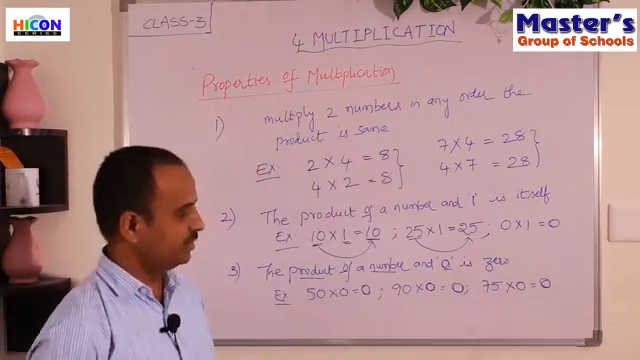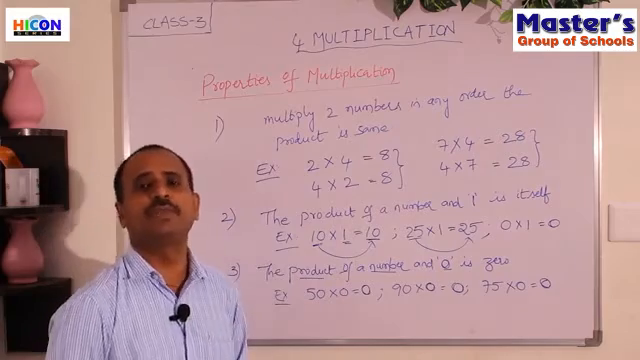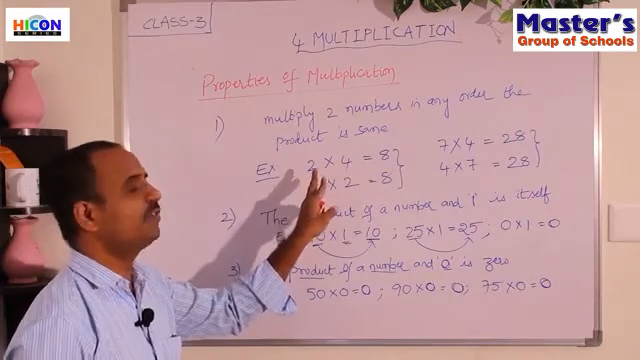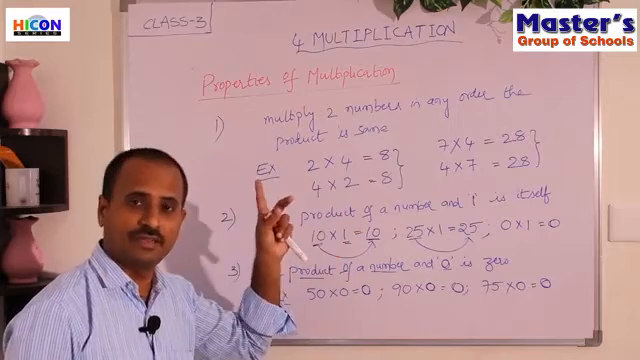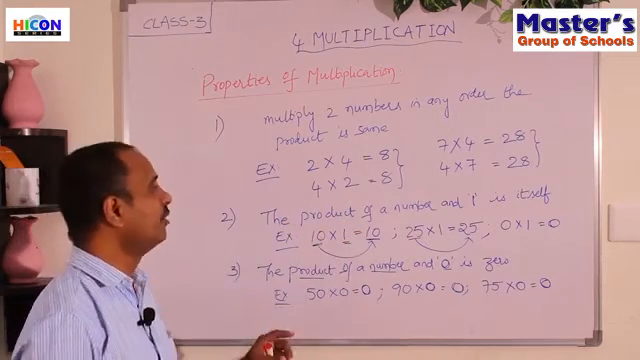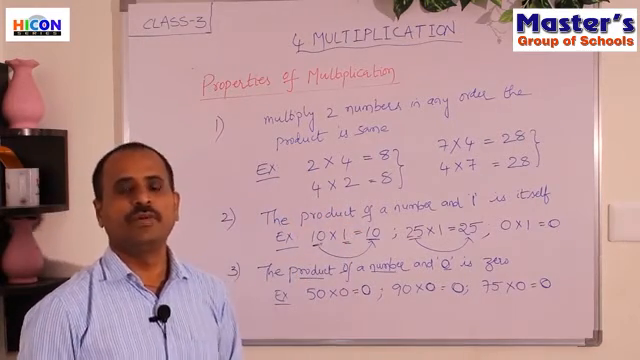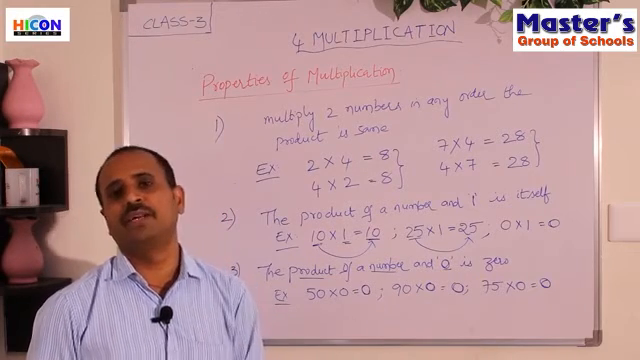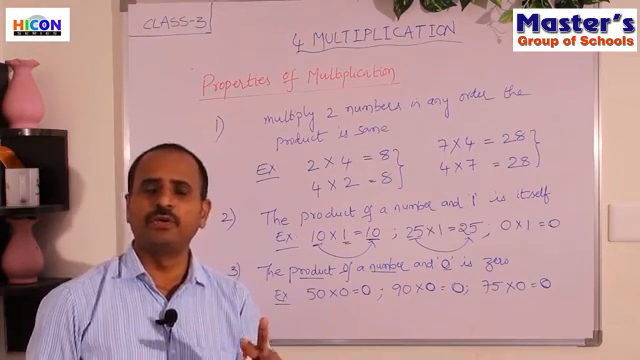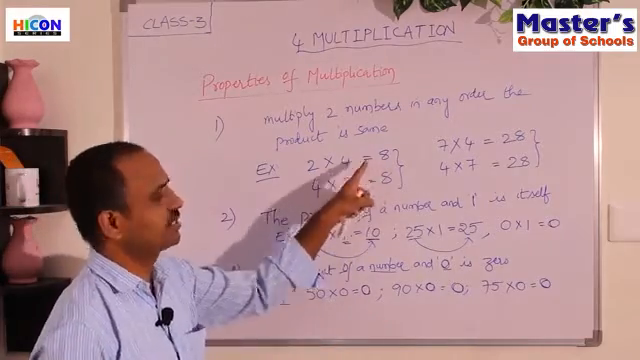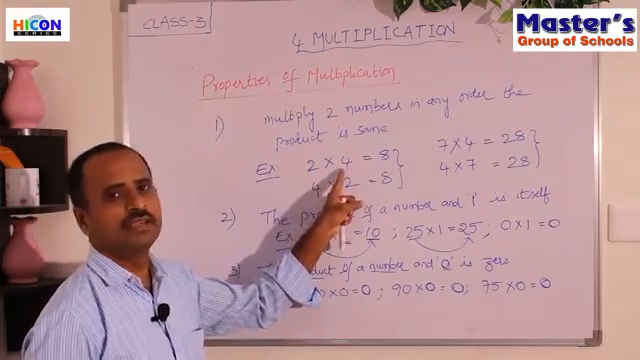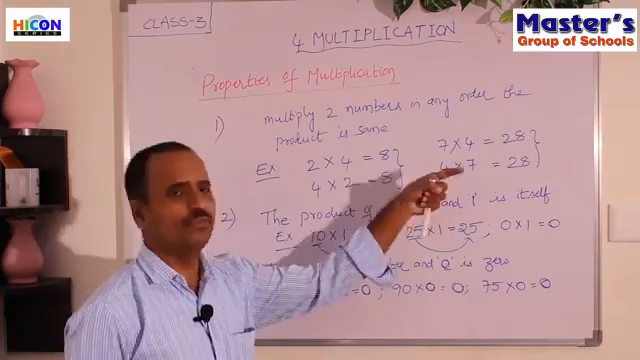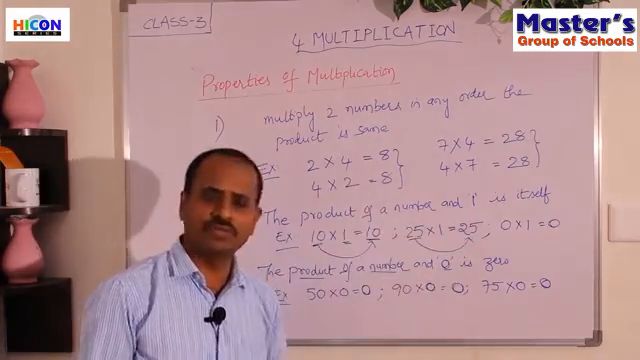So children, these are the three properties of multiplication. So what is the first property? The order of multiplication does not matter while you are multiplying two numbers. That means if you multiply any two numbers in any order, you will get the same product. 2 times 4 is equal to 8, and again 4 times 2 is equal to 8. And 7 times 4 is 28, 4 times 7 is also 28.